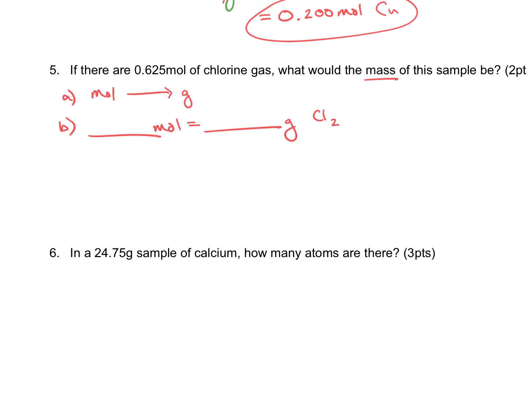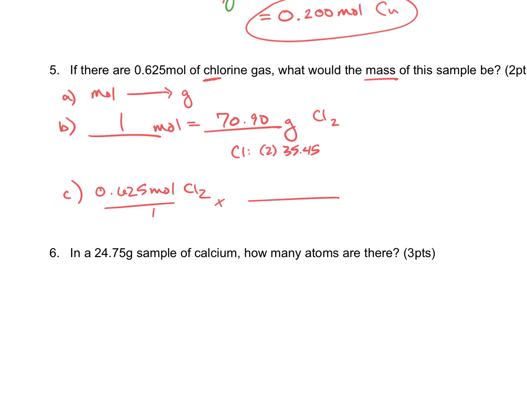The symbol is Cl. So 1 mole of chlorine gas is, so chlorine by itself is 35.45, but if you have 2 of them, the mass of 1 mole of chlorine gas molecules would be 70.90 grams. So if you were to set up this problem, 0.625 moles of chlorine, put it over 1, you want 1 mole on the bottom, and you have 70.90 grams. So if you set it up this way, you can demonstrate that the units of moles will cancel.